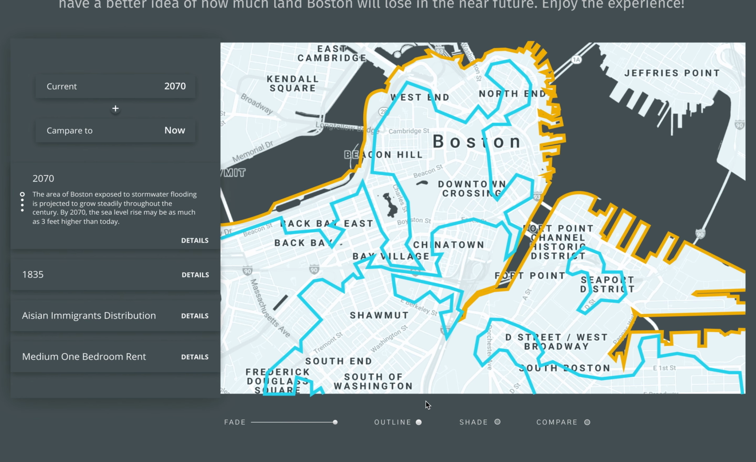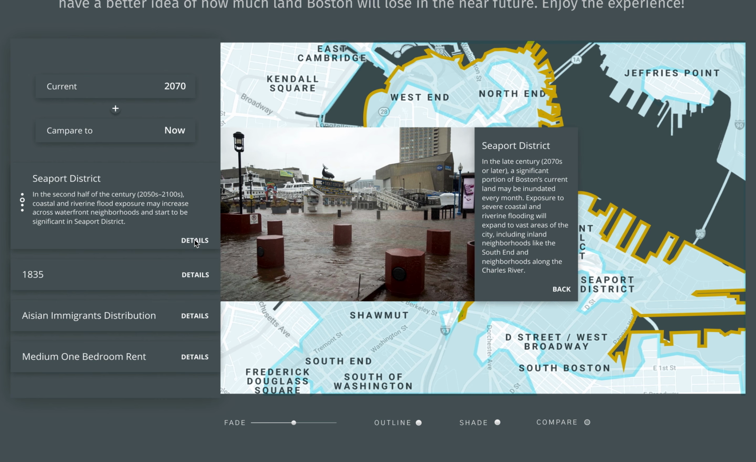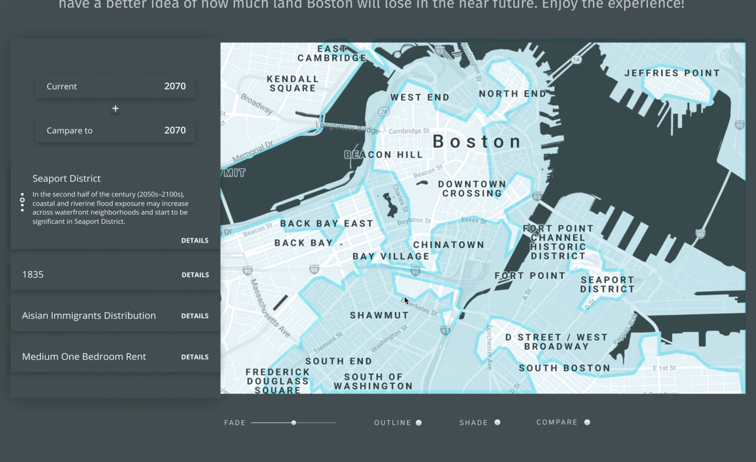In 2070, the sea level rise may be as much as 3 feet higher than today. Let's shade the coastline for a better view. The whole Seaport District, South End and partial of Back Bay could be gone by 2070. As you can see in the extra information, in the late century, a significant portion of Boston's current land may be inundated every month. Now I'm curious how much land we've made will be taken away if we don't take actions to slow down the climate change.